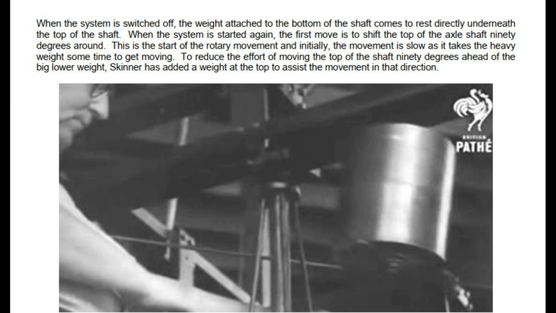When the system is started again, the first move is to shift the top of the axle shaft 90 degrees around. This is the start of the rotary movement, and initially, the movement is slow as it takes the heavy weight some time to get moving. To reduce the effort of moving the top of the shaft 90 degrees ahead of the big lower weight, Skinner has added a weight at the top to assist the movement in that direction.